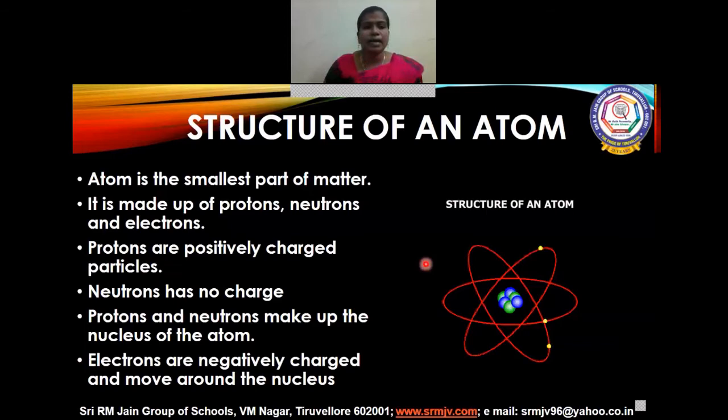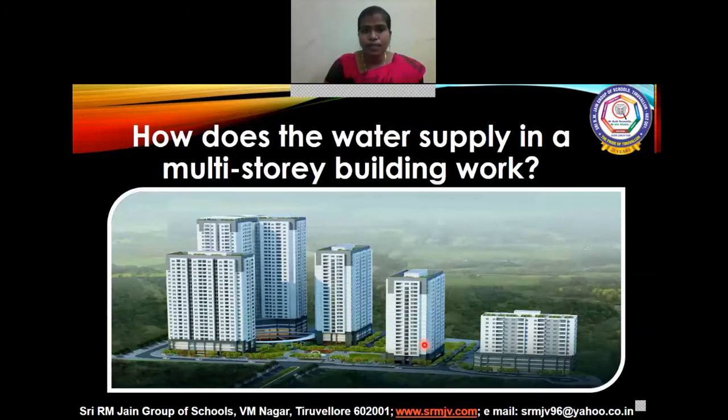We all know that the atom is the smallest part of matter, and it consists of protons, neutrons, and electrons. Protons and neutrons make up the nucleus. Usually protons are positively charged and neutrons don't have any charge, and electrons are negatively charged and revolve around the nucleus. So that's all about the structure of an atom. Now let me give you an example in order to understand the flow of charge.